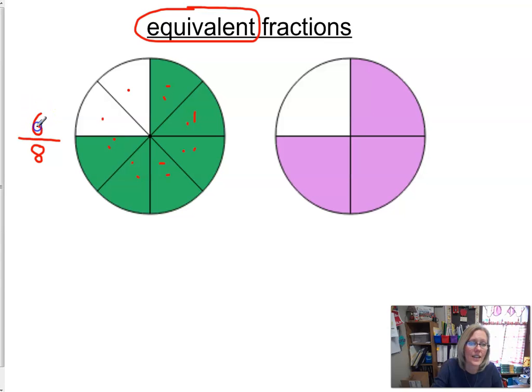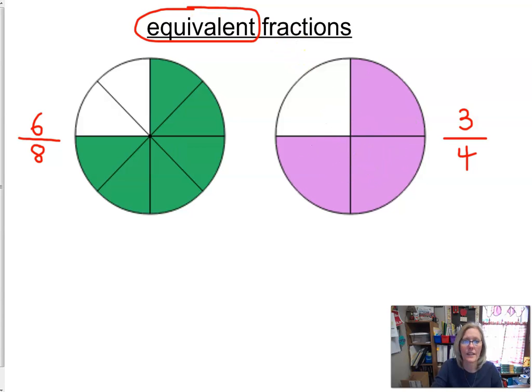6/8 are shaded. Well, I come over here, and if I write the fraction for this, I want to count the total pieces first, the whole thing. 1, 2, 3, 4. 4 total pieces. And if I look, how many are shaded? 1, 2, 3. 3 are shaded. Now let me erase my marks in here real quick.